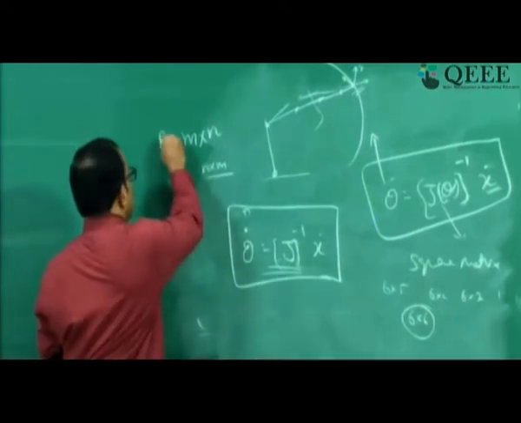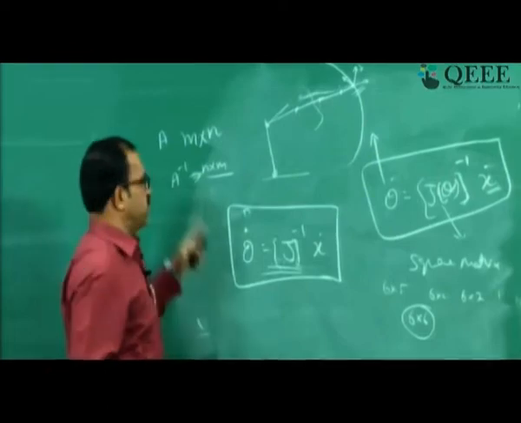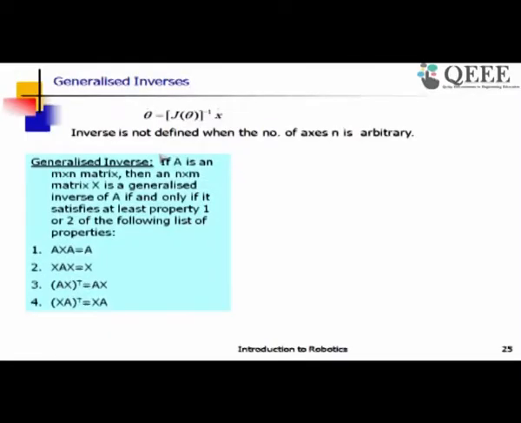If A is an m by n matrix, then its inverse will be an n by m matrix X if it satisfies any one of the conditions, such as AXA = A, or (AX) transpose = AX, or (XA) transpose = XA. If you can find a matrix X of size n by m which satisfies any one of these conditions, it is known as a generalized inverse.